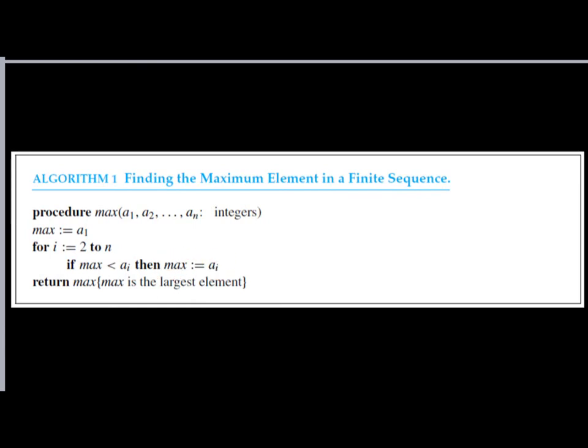So basically this algorithm first assigns max to be the first integer. Then it compares the first integer with the second integer, and if the current value of max is less than what it's compared to, then max is reassigned. So it compares all of these integers one by one, going down the list until it gets to the last one. It has to go through every single one of them. And then it returns whatever the current value of max is. And max is the largest element.